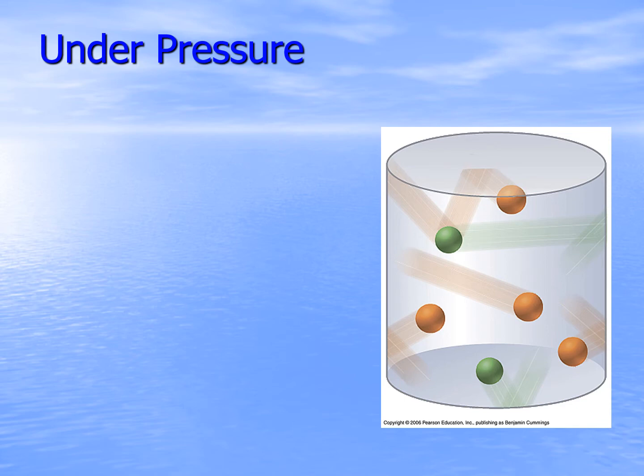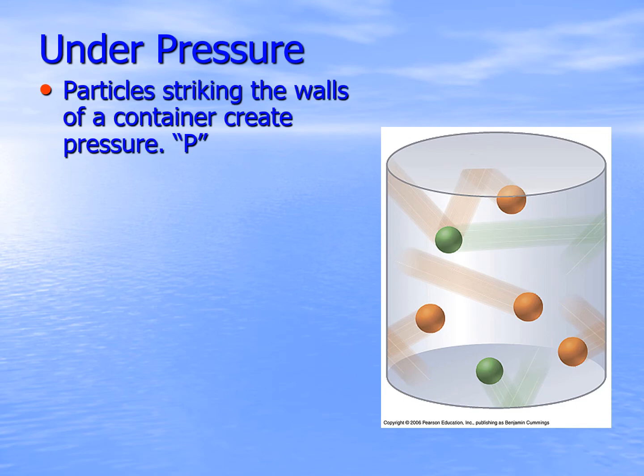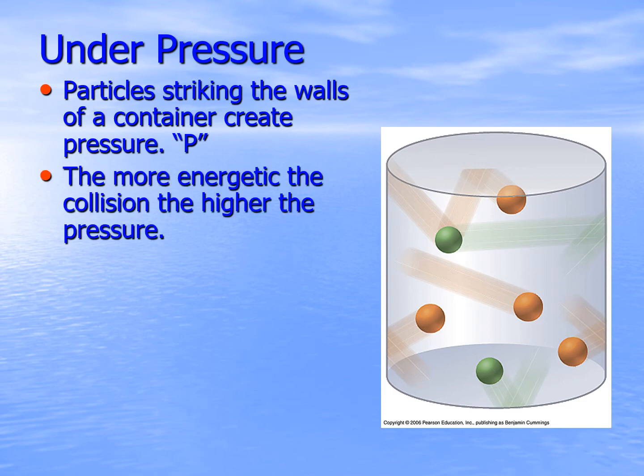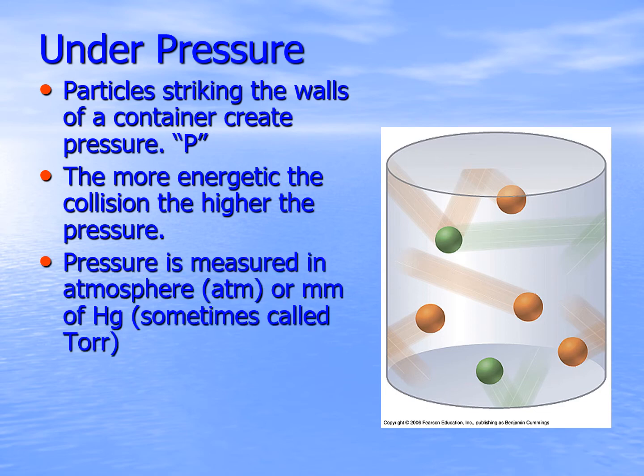Gases have pressure, which is due to those collisions. When the particles strike the wall, they create pressure. The symbol for pressure is capital P. The more energetic the collision, the higher the pressure. So generally at a higher temperature, you're going to have more pressure.